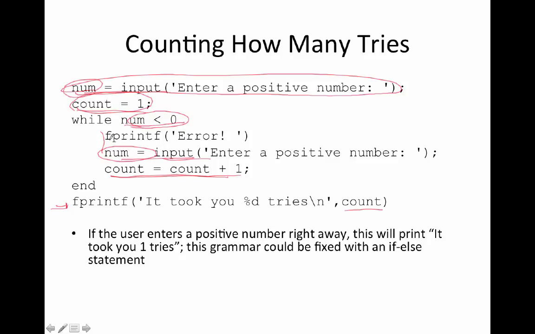We could, of course, fix that grammar by using an if-else statement. So we could say if the value of count is 1, we'll print it took you 1 try, else, and then we'll use the plural it took you and the value of count tries.